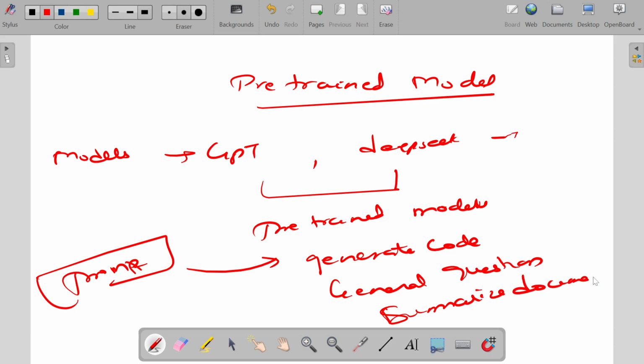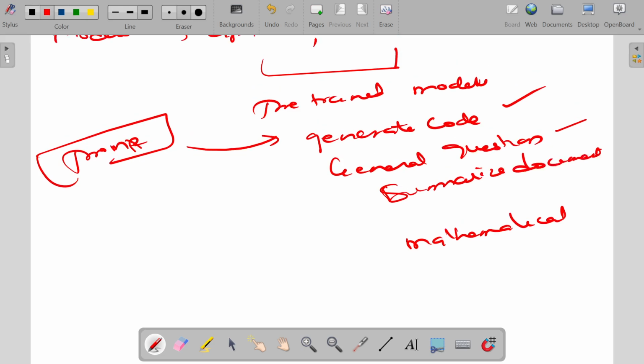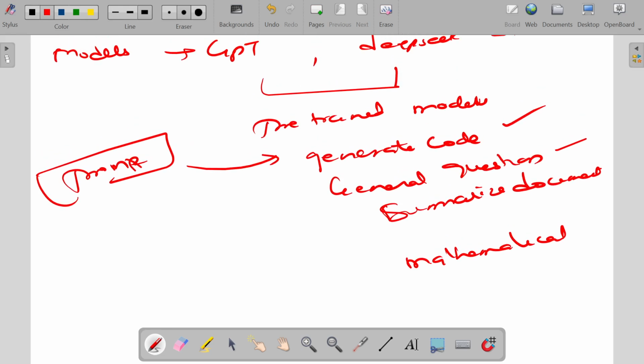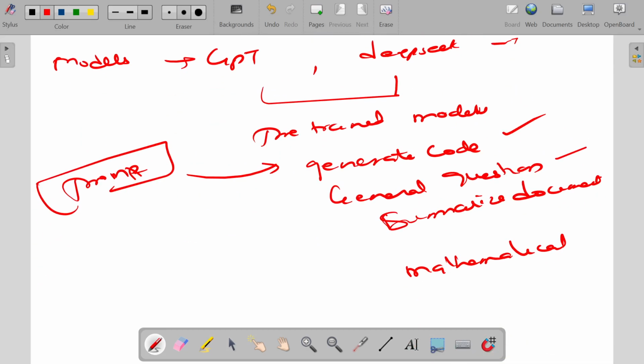So these are all different things: code generation, asking a general question, doing summarizations, or even mathematical questions. A lot of things. These pre-trained models are able to answer all these questions. You don't have to train them additionally. You just give them prompts, and based on the prompt, they give you the answers. Now the question is how is it that they are able to give you the answers?